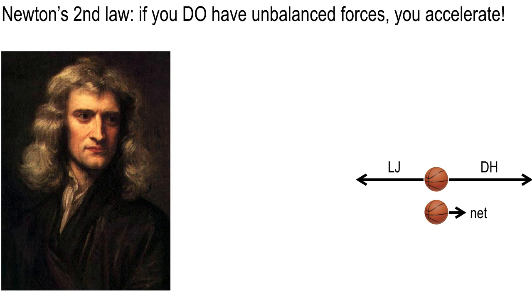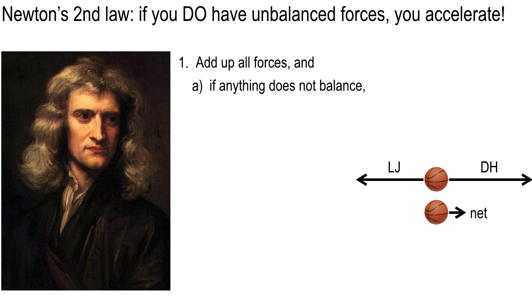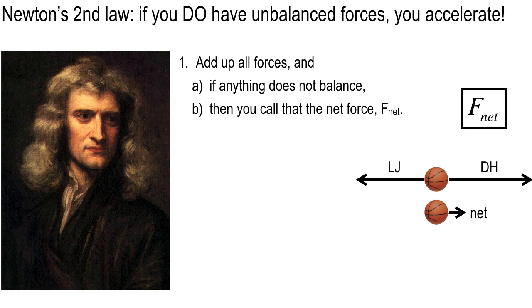The only thing that's acting now is gravity, and so you start curving downward. All right. So what you do is you try to figure out all the forces acting on you and add them up. And if anything does not balance, then you call that the net force. And the notation for that is a subscript with the word net. And it can be used as a vector or just as what we call a scalar, S-C-A-L-A-R, without a little arrow over the top of it.